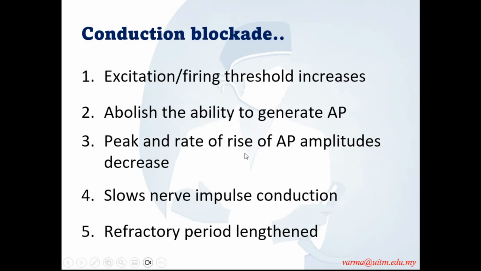The peak and rate of rise of the action potential amplitude decrease. For a nerve that is already depolarizing, by blocking the other sodium channels there is less influx of sodium, thus the rise of the depolarization phase might not reach up to positive 30 millivolt. It might only reach up to 20 millivolt. So the impulse conduction is not complete. By doing all these things, it slows nerve impulse conduction. And of course, the refractory period is lengthened. The refractory period is the part where the voltage gated sodium channel is in the inactivated state.